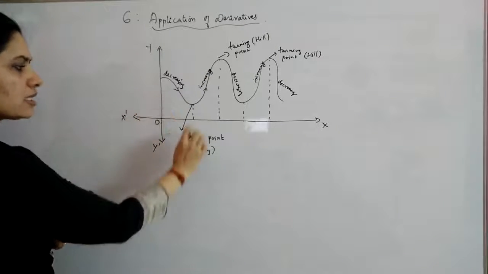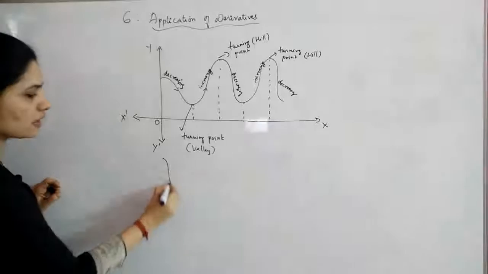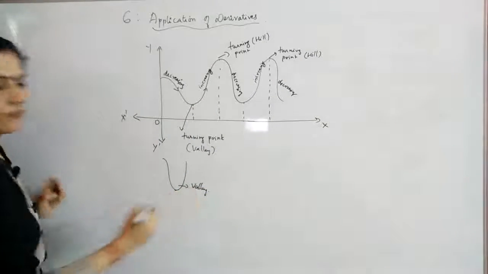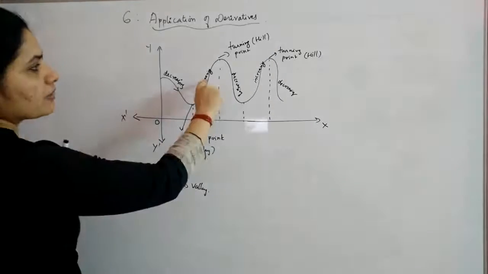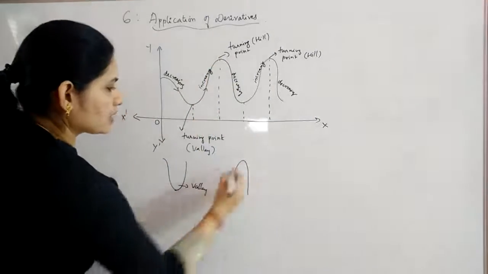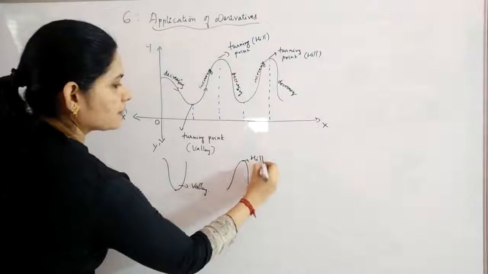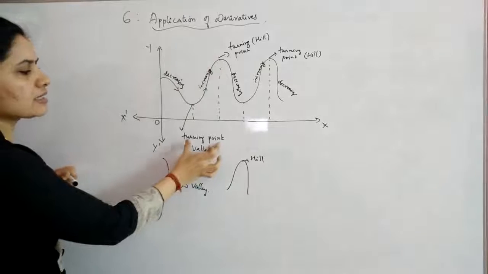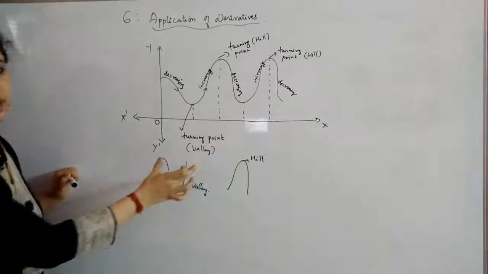For decreasing to increasing you will have only valley type. Like this it will go. So this is known as a valley type structure. And when it is coming from increasing to decreasing, you will get a hill, right? And at these points, that is known as a turning point.